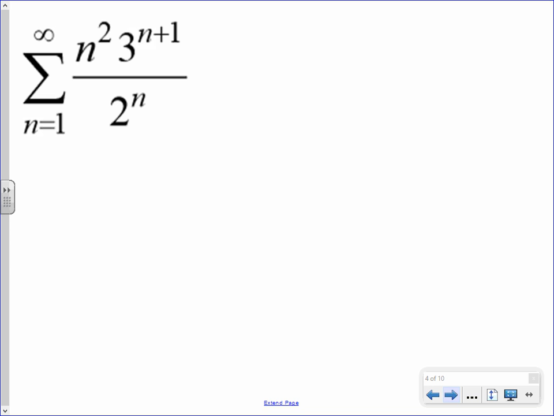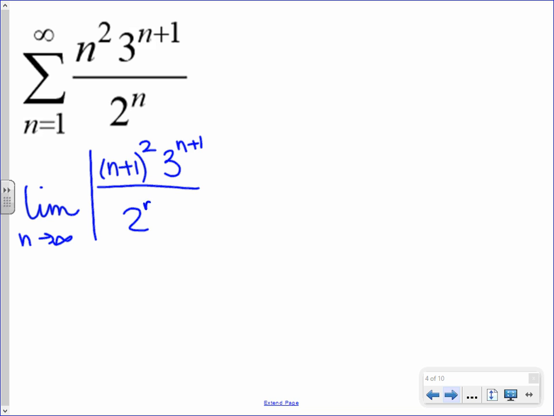Okay, so pretty crazy, right? Anytime you have exponential mixed with factorials or polynomial, you have all sorts of stuff. Ratio test is a good idea to try. So we have the limit as n approaches infinity of a sub n plus 1 here, divided by a sub n. Isn't that what I wrote? It's what I thought in my head, but I didn't write it.